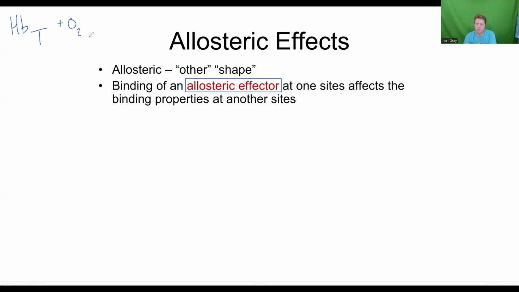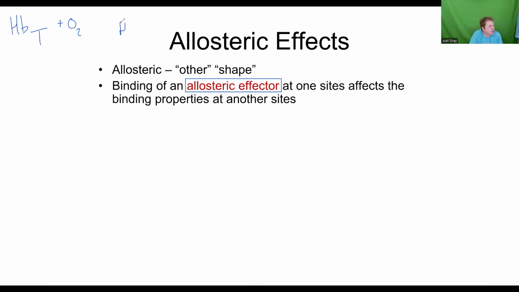What happens to the other subunits? I'll personify it a little bit and say their interest and their motivation to bind O2, does that change at all? They become more interested. Okay, so they see a change. Let's look at our definition: binding of an allosteric effector at one site affects the binding properties at other sites.